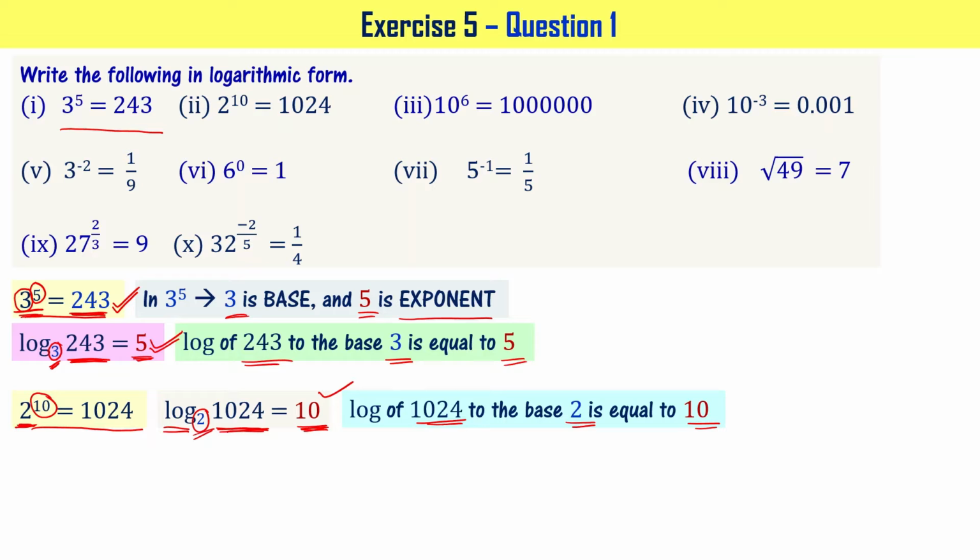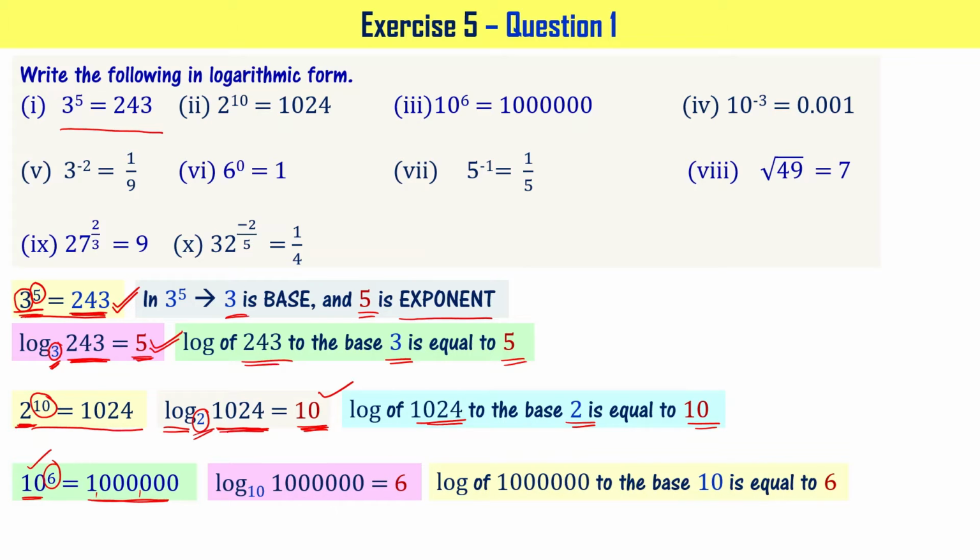Got it? Now let's look at the third one. 10 power 6 equal to 1 million, right? We want to write this in logarithmic form. Look at this. 10 is the base and 6 is the exponent. When you apply a logarithm of base 10 onto the million, the answer you get is 6, right? Let's write that in the logarithmic form. Log of million to the base 10 is equal to 6. That's what we have written here, right? Log of million to the base 10 is equal to 6.